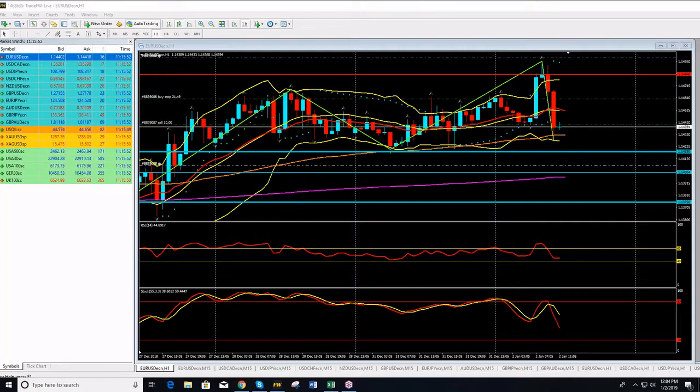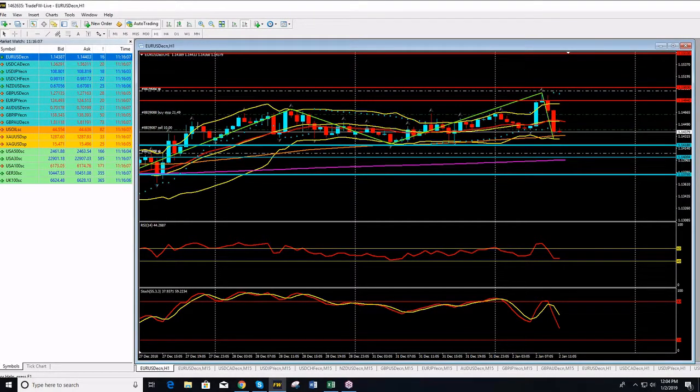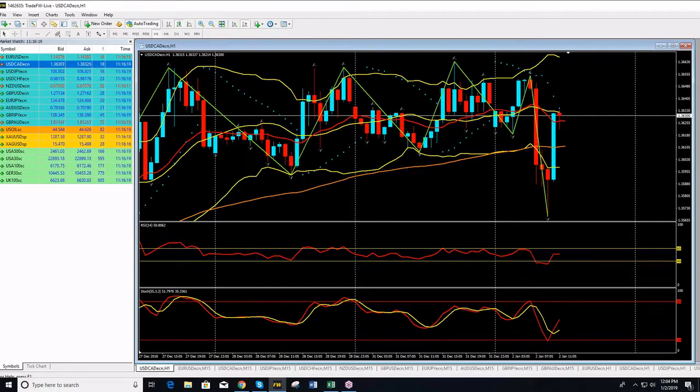Euro USD resistance levels, intraday resistance levels. The first one is at 114.84. The second one is at 115.03, and the third one is at 115.53. All right, we are done with euro dollar. Let's see what we can do now about dollar CAD.